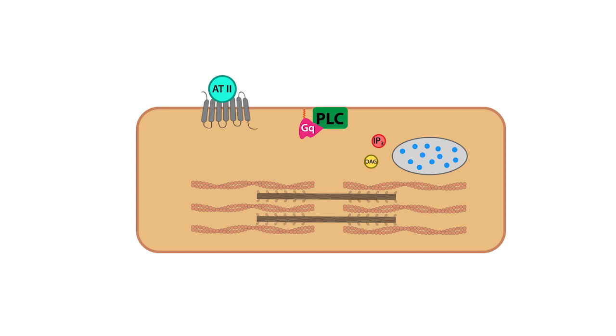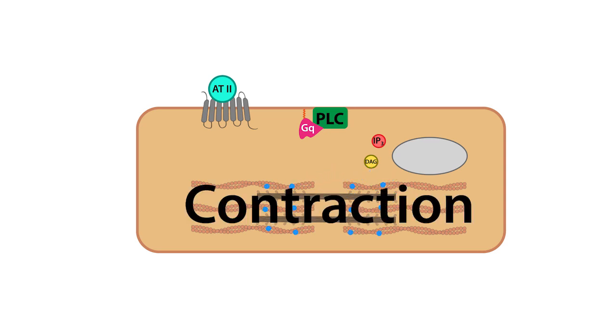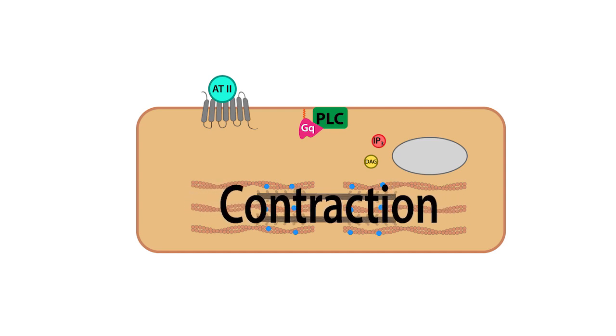Now, through a series of additional steps, DAG and IP3 promote the release of intracellular calcium, which leads to an increase in intracellular calcium. Once released, calcium promptly binds the actin polymers and promotes contraction of the myofilaments, which results in the vasoconstriction of the afferent and efferent arterioles, as well as the contraction of the intraglomerular mesangial cells, both of which result in a reduction of GFR.